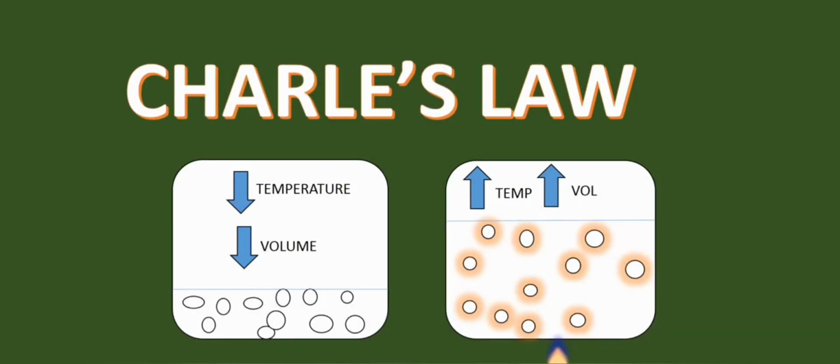And welcome to Charles' Law. In 1787, Charles related the volume and the absolute temperature of the ideal gases at a constant pressure and the mass in the form of Charles' Law.